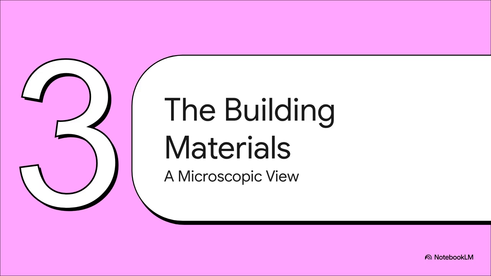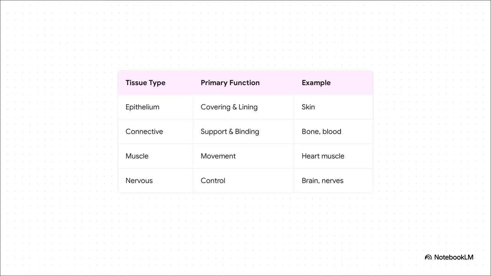Now let's zoom in, like way in, to the microscopic level and see what this incredible machine is actually made of. And this is what's so amazing. When you really think about it, every single part of your body, your brain, your bones, your blood, absolutely everything is built from just 4 basic types of tissue. That's it, just 4. And here they are.